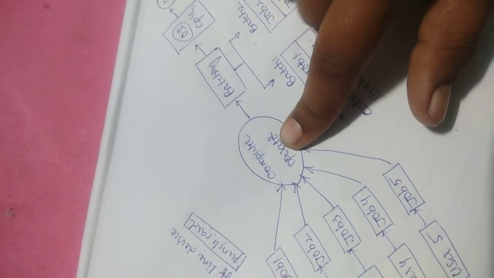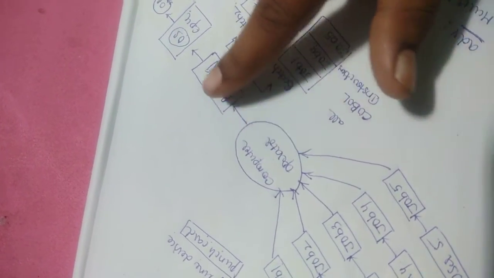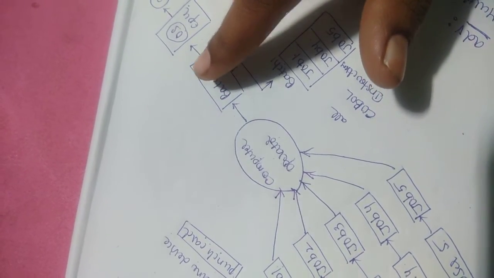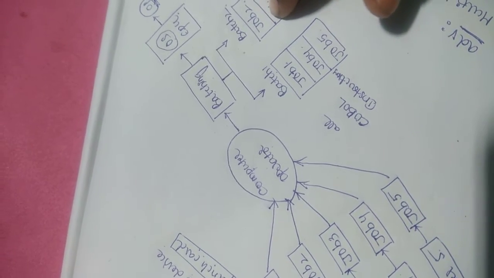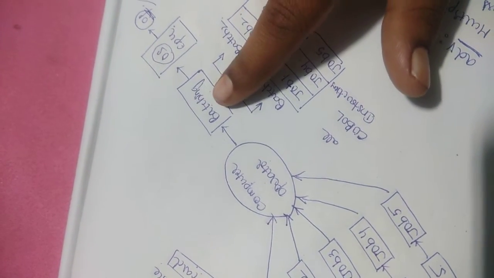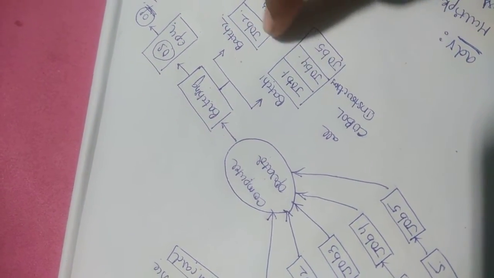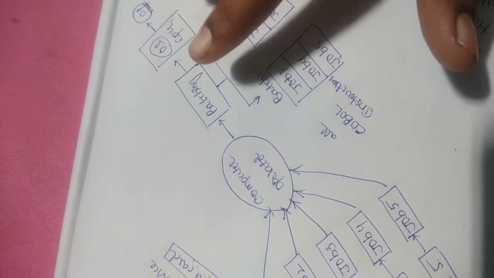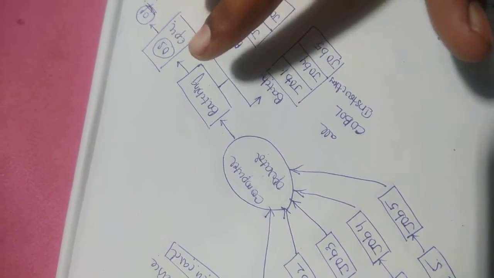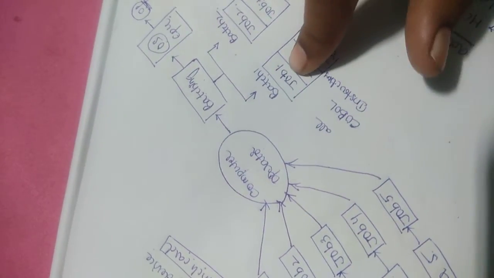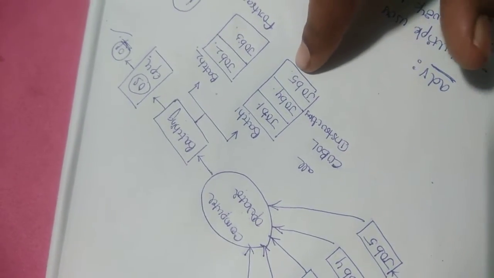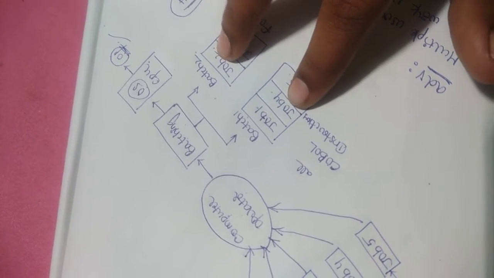Now, the task of the computer operator is doing batching. The jobs are divided into batches. How is the process of batching done? Based on some specific functionality or similar needs, the jobs are divided into batches. For example, here I divided them into 2 batches.